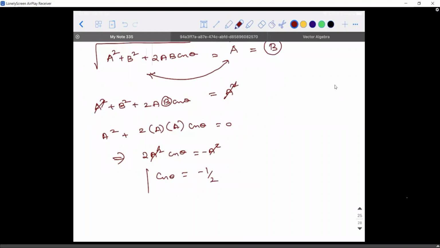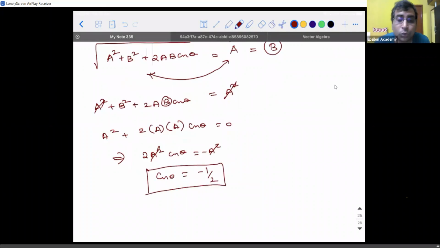120. It is 120. If you know it, it is fine. Those who don't know, don't get tensed. Theta is equal to 120 degrees. Everything is a part of your syllabus. You learn it, don't worry.